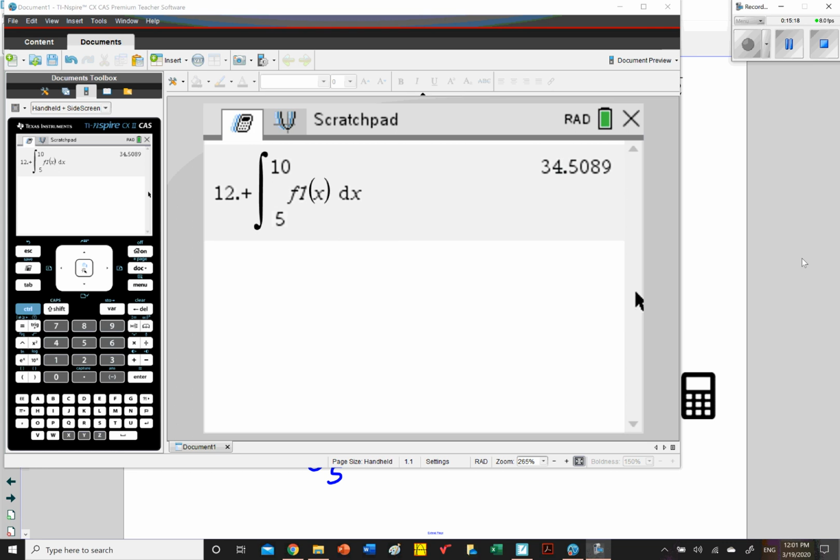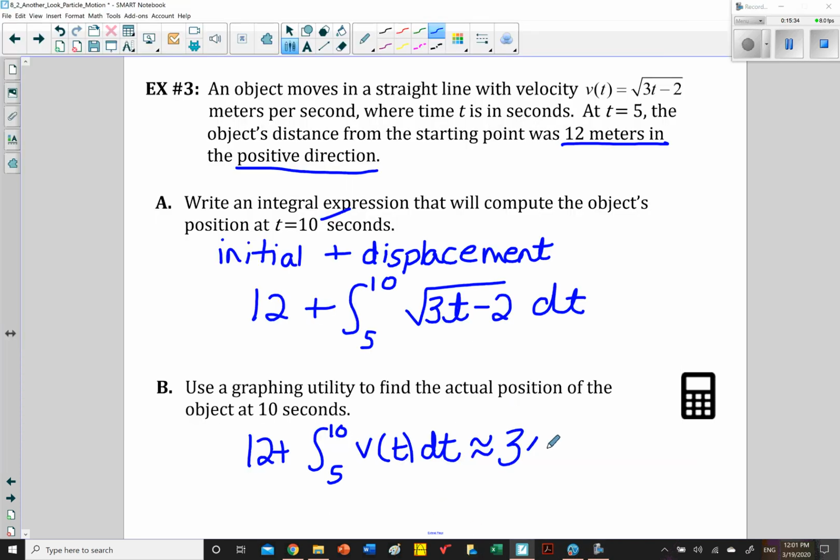There you go. I needed to put a decimal in the 12 so it would calculate for us and not give exact numbers. We have 34.5089. So going back to our screen, we've got roughly 508 or 509 meters. It's the actual position of the object at 10 seconds. So it was going to the right, still going to the right.